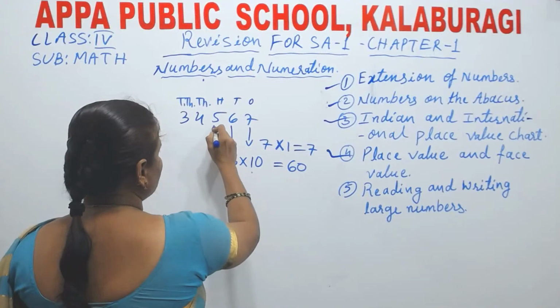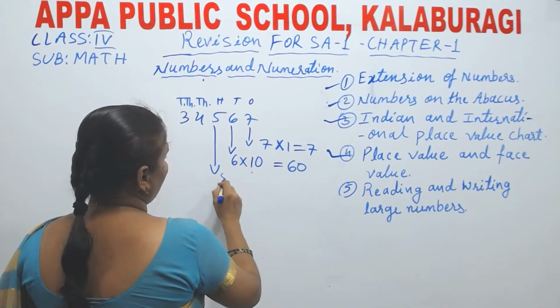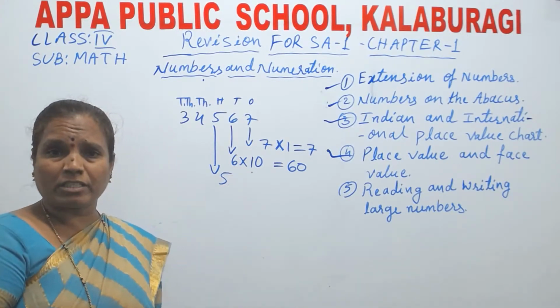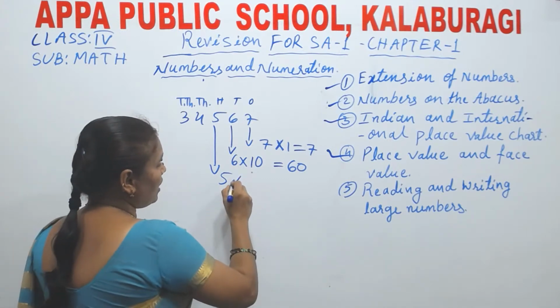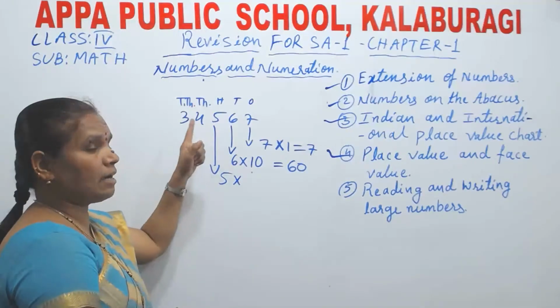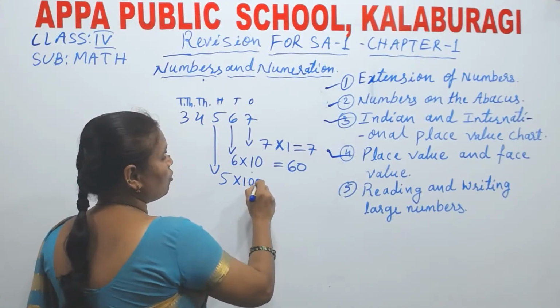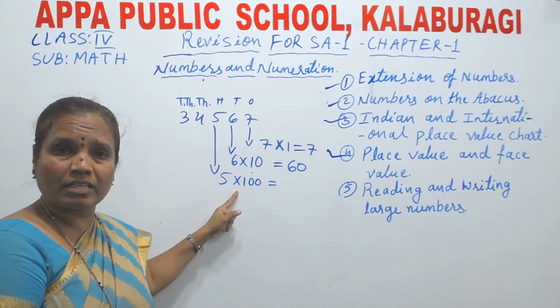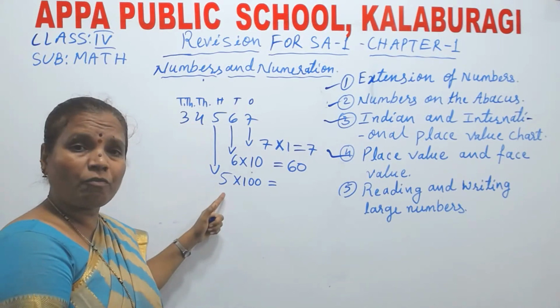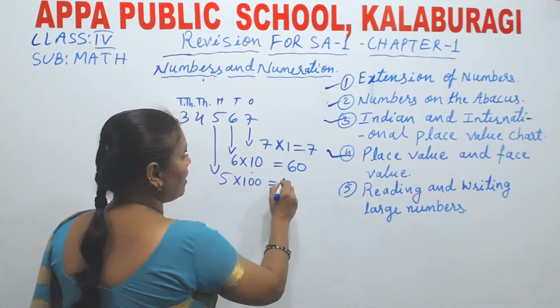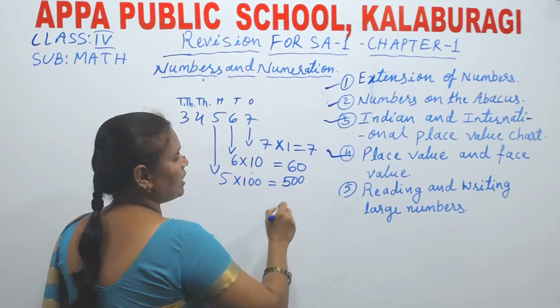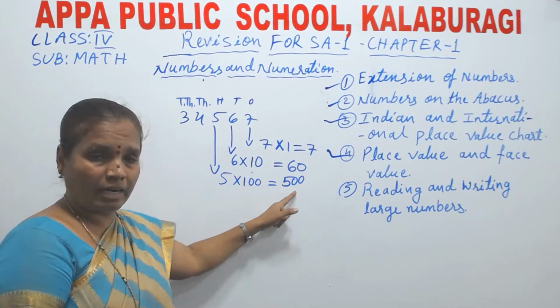After that, what is the number in the hundreds place? 5. 5 is in the hundreds place. So the product of digit and place value. 100 is the place value, and 5 is the digit. So 5 into 100 is 500. So the place value of 5 is 500.